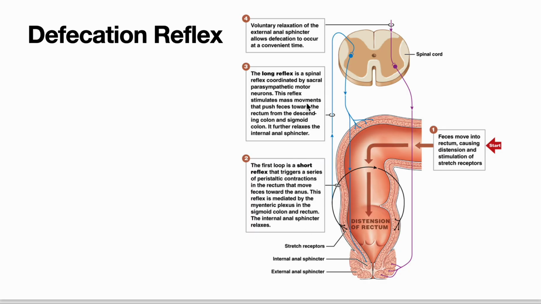So both of those positive feedback loops, the long and the short reflex, are going to relax the internal anal sphincter, which is step 1 for fecal matter to be evacuated. But the final piece that has to happen is you have to initiate that voluntary relaxation of the external anal sphincter in order for the fecal matter to evacuate out of the rectum.